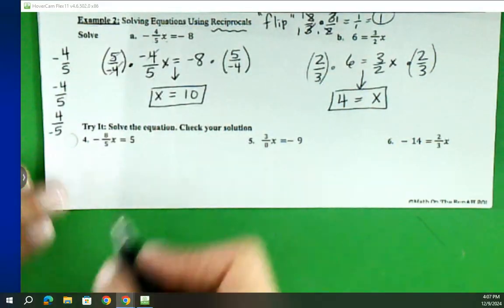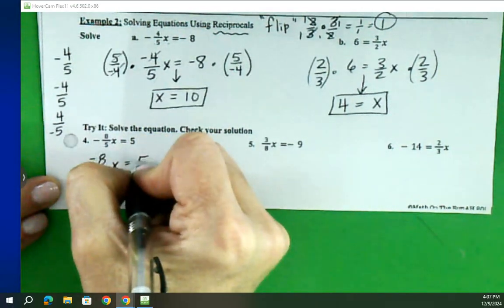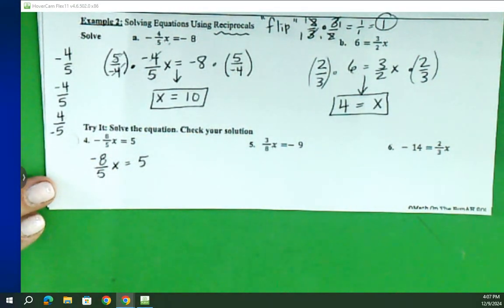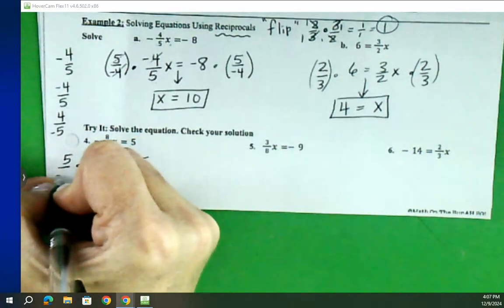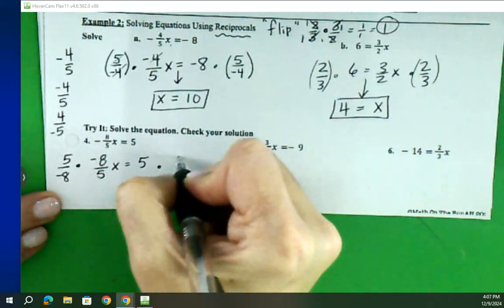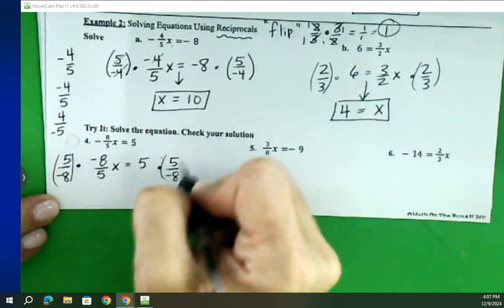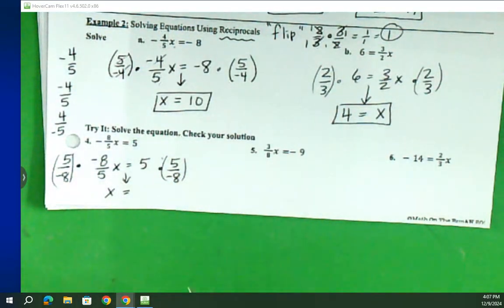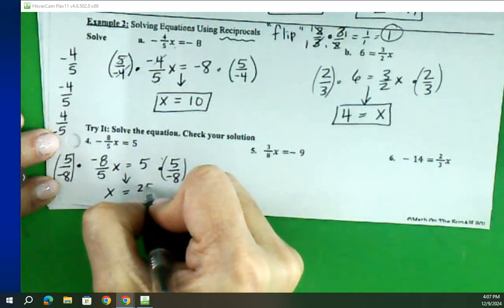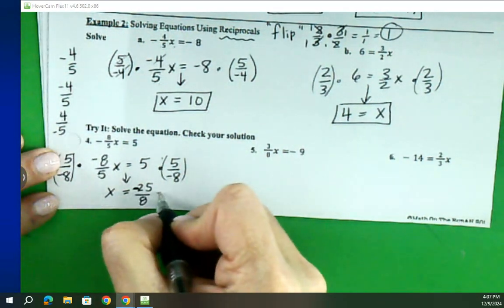Okay, welcome back. We have negative 8/5 x equals 5. The reciprocal of negative 8/5 is 5 over negative 8. So I'm going to multiply both sides by the 5 over negative 8. So that was step 1. And then we're going to get x equals, and when we do that multiplying here, we're going to get negative 25/8, which then we need to simplify.